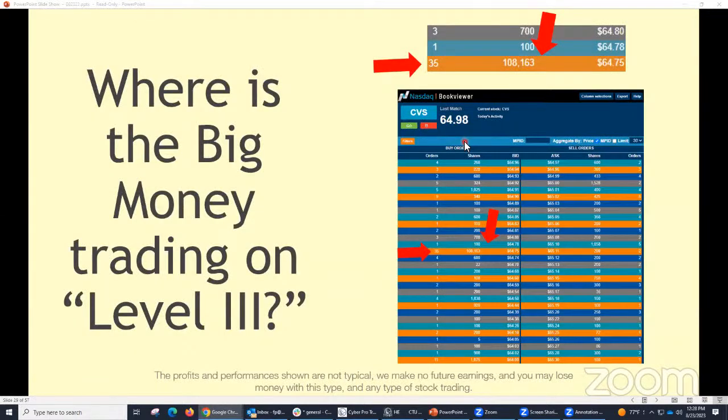let's go check over here on the CVS and NASDAQ book viewer. And now you'll notice that I'm going to look at the buy section. Right when we get around 64.75, there are 35 orders out there that are looking to buy the stock at 108,000 shares. Now there are 200 shares, 1,000 shares, 300 shares, 100 shares. You're talking 108,000. Without even looking at anything, I could tell you that is a major support level because there's a big buyer out there looking to buy it.